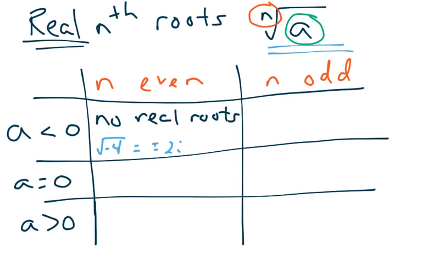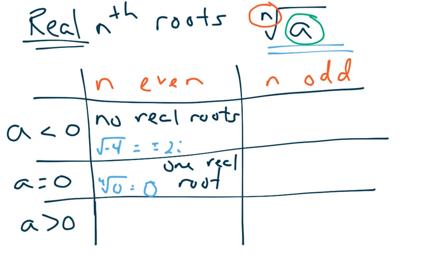If the number underneath the radical symbol is exactly 0, so let's say we're looking for the fourth root of 0. Well, there's only one fourth root of 0. It's 0. Is that a real number? Absolutely it is. There's no i behind it. It's not 0i. It's just 0. So you have one real root if the number underneath the radical is 0.